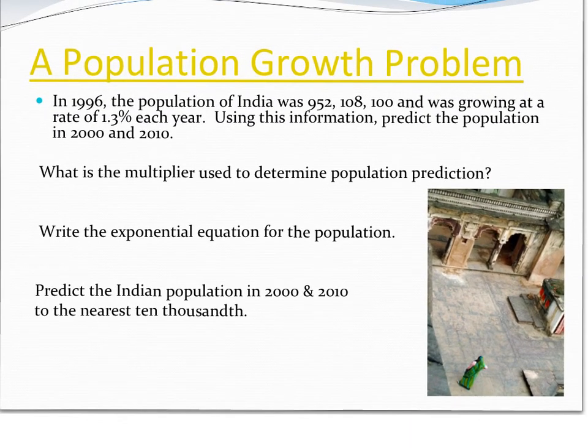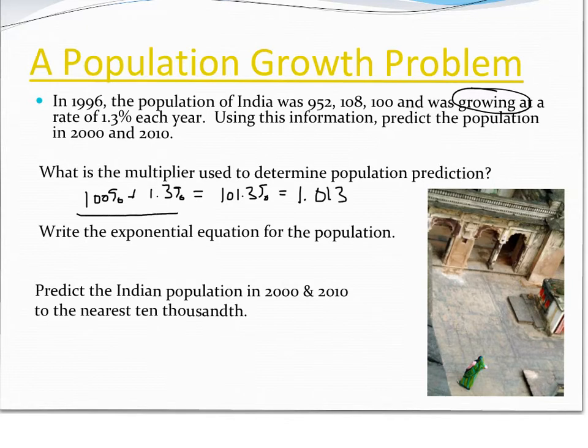So we know that we're dealing with growth because it's growing at a rate of 1.3% each year. So the multiplier is going to be 100% plus 1.3%, which is going to give us 101.3%. Convert it to a decimal by moving the decimal place over 2 spots: 1.013. Okay? And really, if you skip this step, that's fine. Just make sure that you're getting the correct decimal.